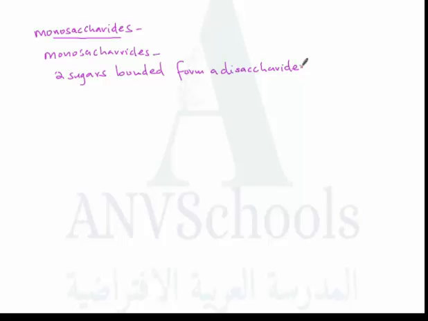If we have more than two, then what will be formed will be polymers, and in this case, many glucose molecules may be linked to form polysaccharides.